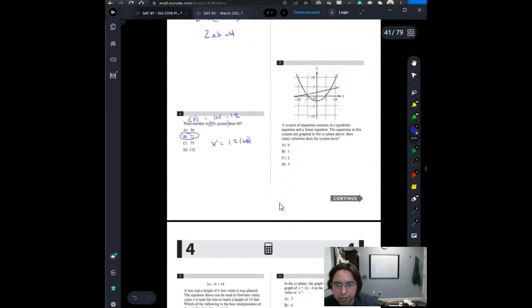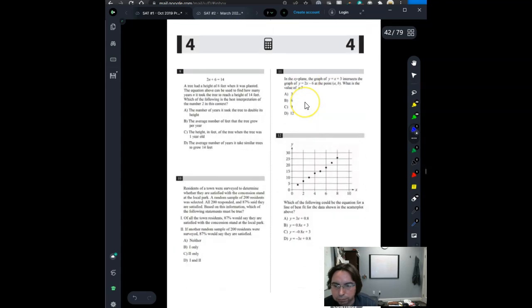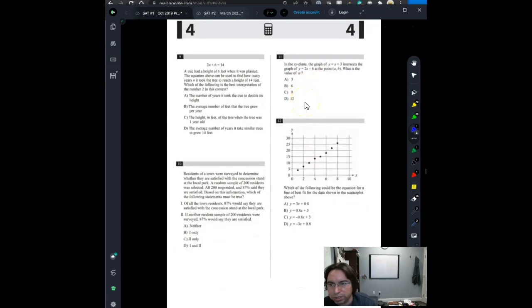Okay, number 8 here says a system of equations consists of a quadratic equation and a linear equation, and how many solutions. Remember, solutions here is suggesting how many times they happen to intersect. So we can see both the line and the parabola intersect there. They also intersect there, so we have 2 solutions on this one.